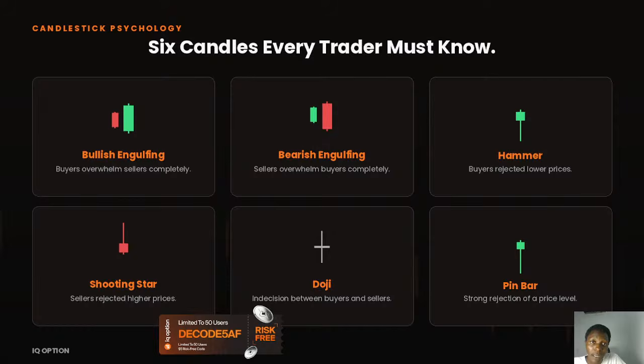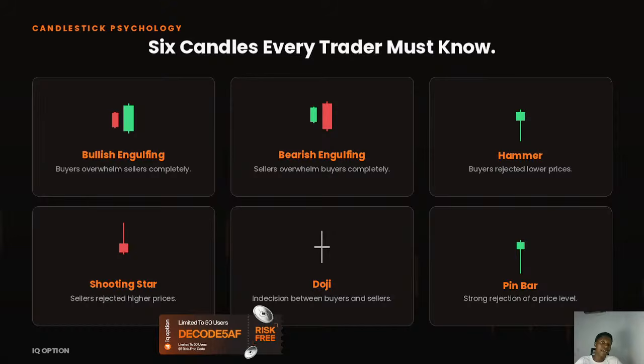Now we're going to move to the hammer. When you saw a hammer, it is not that hard to find. Just like you hear the name, a hammer looks exactly like a hammer, and that's why it is called a hammer. It has a small body near the top of the candle with a very long wick beneath it. So whenever you saw something looking exactly like a hammer, a small body at the top of the candle and then a very long wick underneath it.